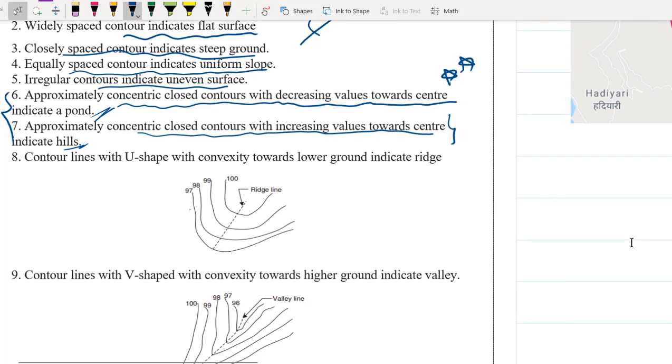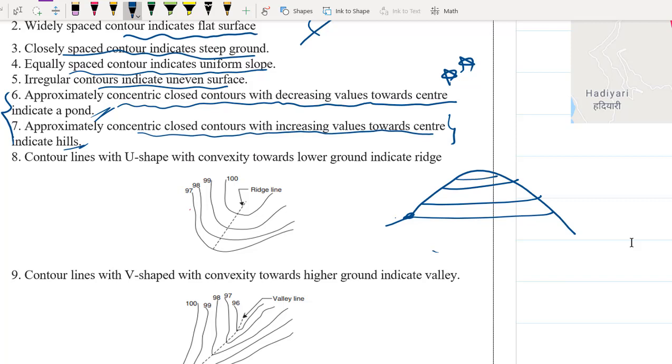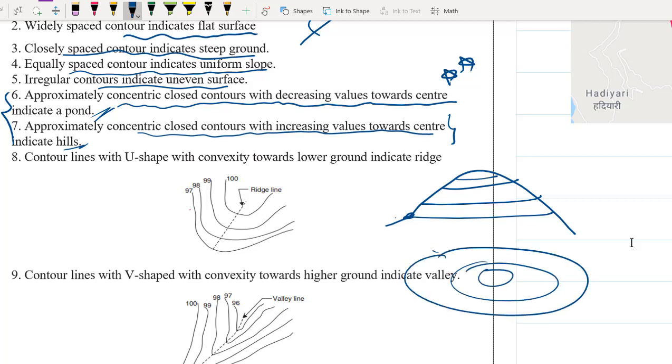So what he is saying, let us try to understand. I have one hill first of all. Whenever you are drawing the contours, this will be my 100-meter elevation line, this will be my 101, 102, 103, and so on. So the values are increasing towards the center, right? What is happening to the values? Values are increasing as you are going inside your diagram. I hope you get it right. So for hills, your values will increase into the diagram. So concentric closed contours with increasing value towards the center, what will it indicate? It indicates a hill.